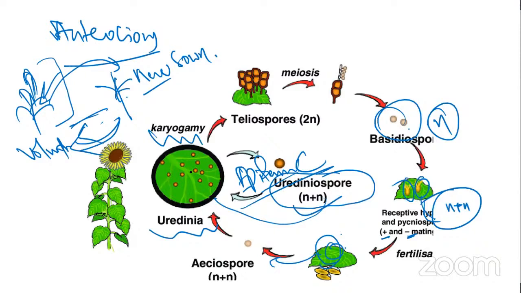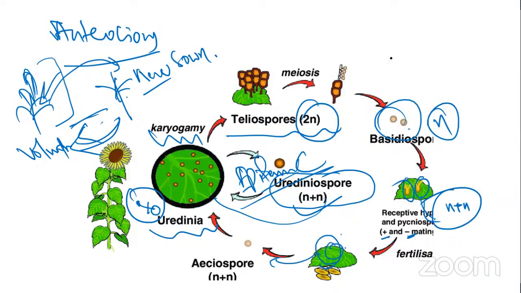Once the urediospore is produced, then karyogamy will take place. That means the nuclei of both the spores will be combined, right? So this is the one spore. It will have one nucleus and another nucleus. These both will be combined and it will become 2n, right? So that is called, it will produce teleospore.